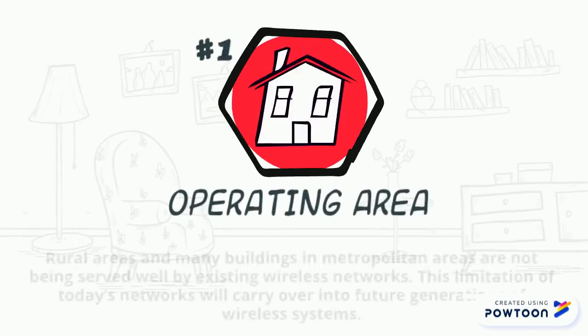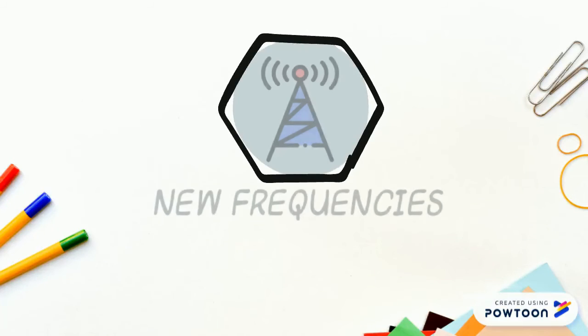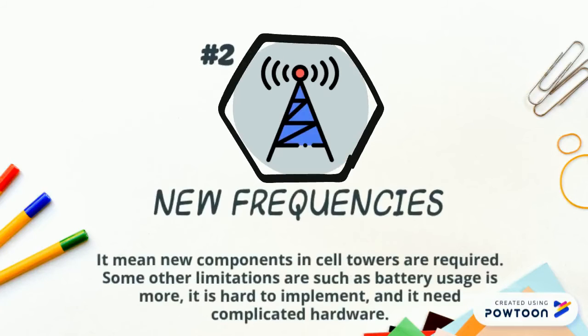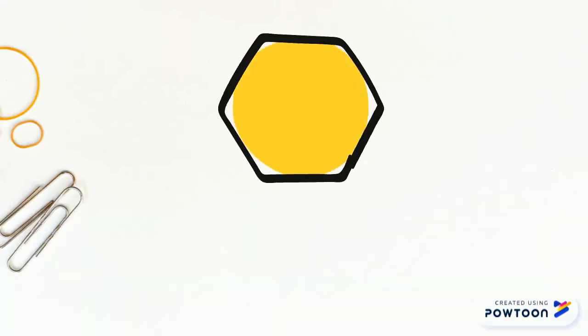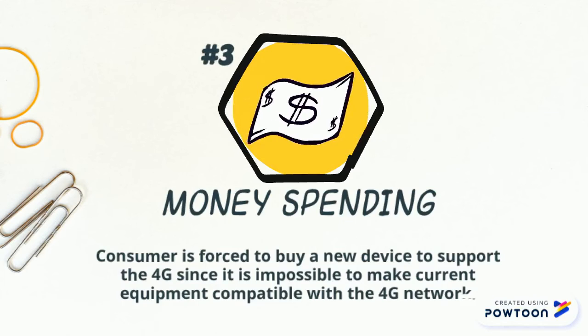Operating area. Rural areas and many buildings in metropolitan areas are not being served well by existing wireless network. This limitation of today's network will carry over into future generation of wireless system. New frequencies. It means new components in cell tower are required. Some other limitations are such as battery usage is high, it is hard to implement, and it needs complicated hardware. Money spending. Consumer is forced to buy a new device to support the 4G, since it is not possible to make current equipment compatible with the 4G network.